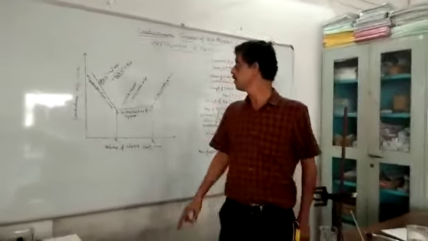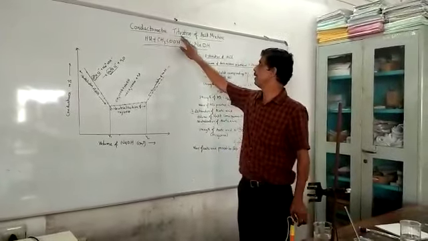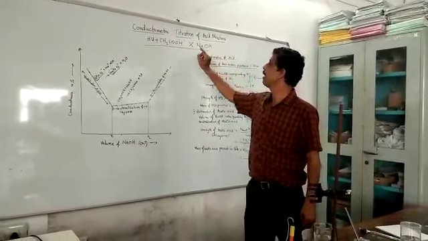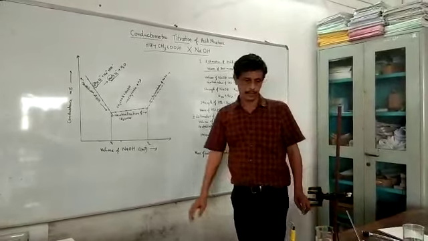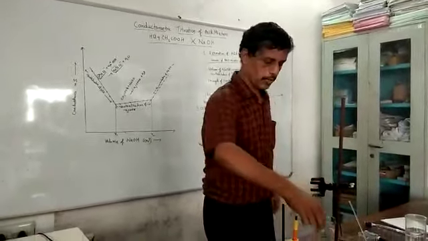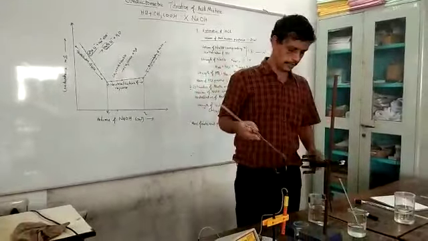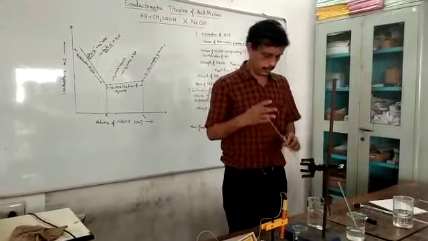In this session, we will be discussing conductivity titration of an acid mixture against a base. I will be demonstrating the experiment here. First, we will pipette out 50 ml of acid mixture into the beaker.